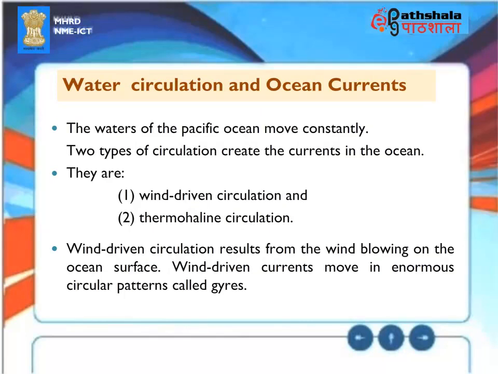Water circulation and ocean currents. The waters of the Pacific Ocean move constantly. Two types of circulation create the currents in the ocean. They are wind-driven circulation and thermohaline circulation. Wind-driven circulation results from the wind blowing on the ocean surface. Wind-driven currents move in enormous circular patterns called gyres.